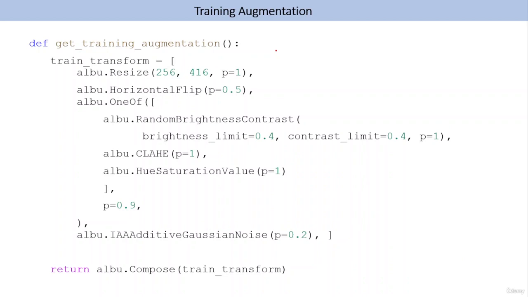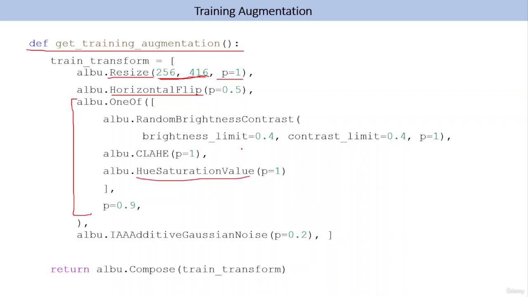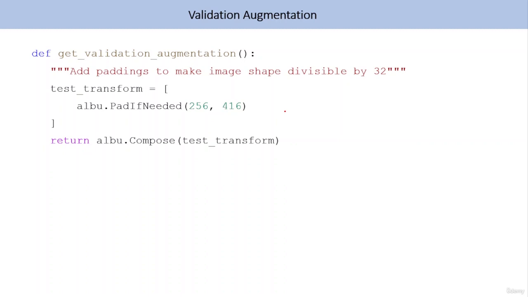Now let's define a Python function to transform and augment the training images. So here is our get training augmentation function. Here you can see we have resized the image into 256 by 416 with a probability, then applied the horizontal flip, and then applied one of these transformations: random brightness contrast, CLAHE, or hue saturation value, and finally applied the additive Gaussian noise. So these transformations will be applied to the training images, but you can modify or add more transformations according to your requirements.